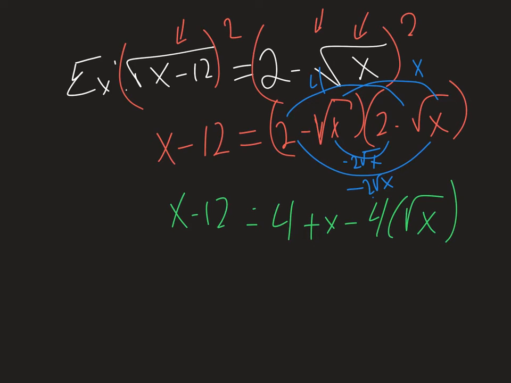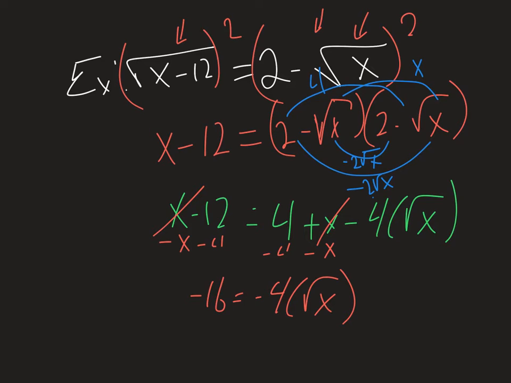So let's subtract 4 from both sides and subtract x from both sides of the equation. Now you'll notice the x's are going to cancel out here, leaving us with negative 16 is going to equal negative 4 times the square root of x. Now we can divide by negative 4, which means that the square root of x is going to equal 4, and then we're going to square both sides again. So this would say x is equal to 16.